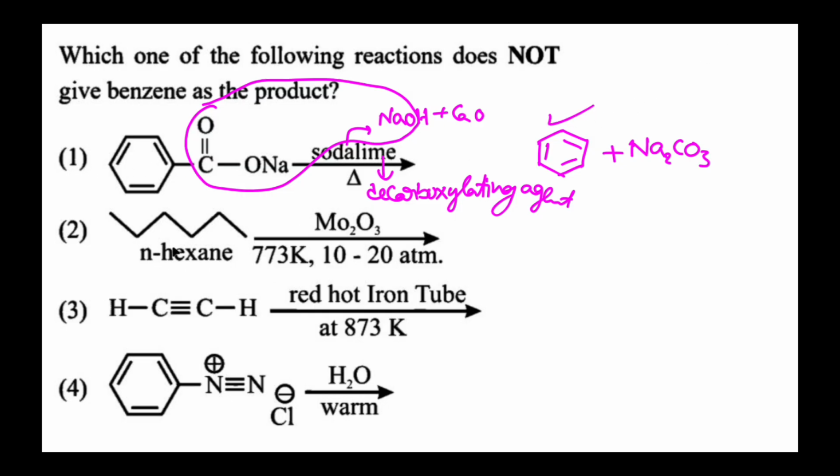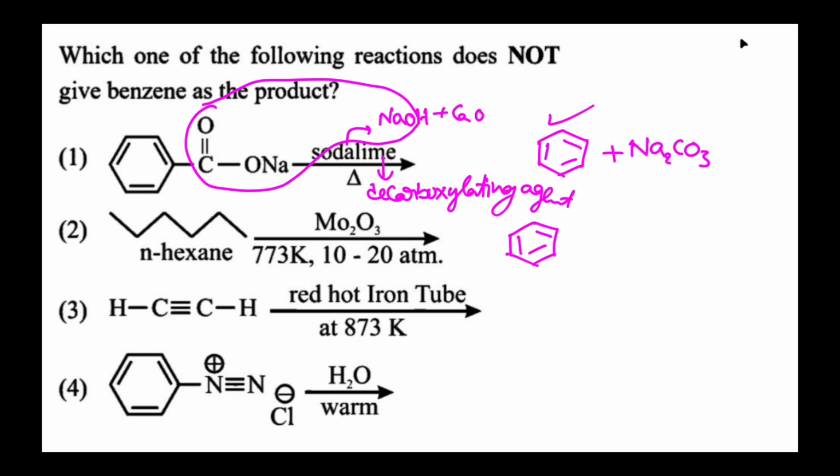Here the second option is n-hexane. The n-hexane contains 6 carbon atoms. It is reacted with molybdenum trioxide at 773 Kelvin temperature and 10 to 20 atmosphere pressure. What is the product? Here, molybdenum trioxide is the aromatization reagent. So the reaction undergoes aromatization, a 6-membered ring will form, that is, benzene is formed.